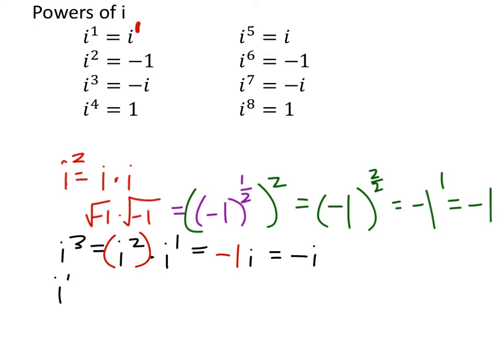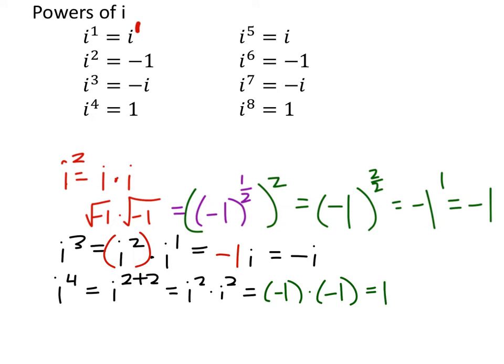Let's look at i to the 4th. So I'm going to break this up into i to the power of 2 plus 2. I'll show all the steps on this one, which makes it i squared times i squared, just doing the exponent rules. And we already know i squared is -1. So we got -1 times -1, which is 1.